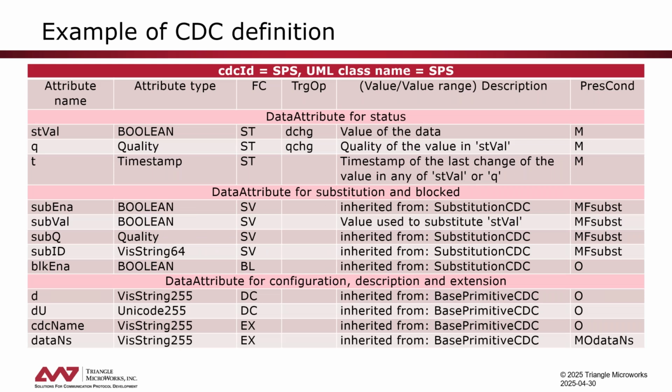They are defined as a table with the attribute type, which can be a basic type or a constructed attribute type. We have the function constraint information. We have what we call trigger option that we will discuss more when we discuss the communication of 61850, like the reporting. We describe what it is used for, and we indicate again the presence condition, if it's mandatory, if there is a certain condition when it has to be, or if it's optional.